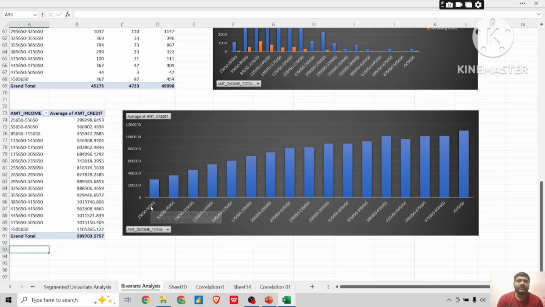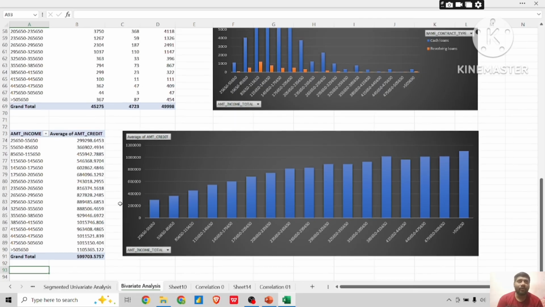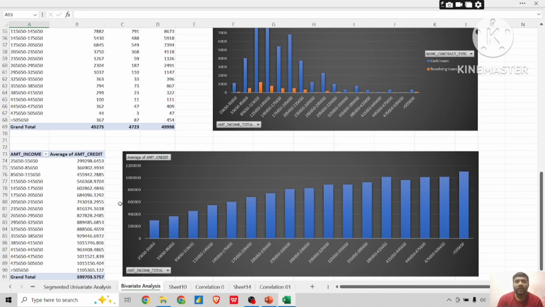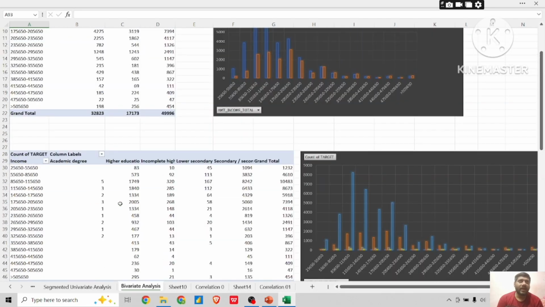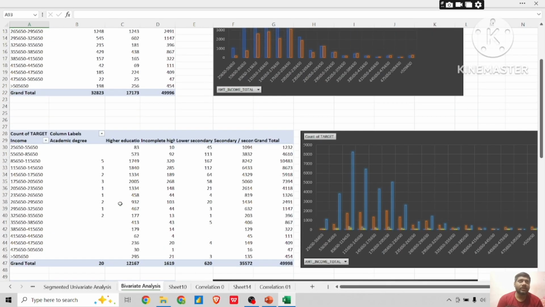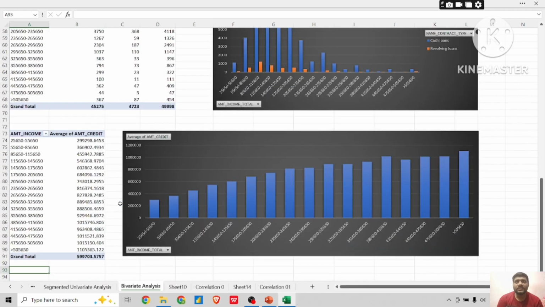Amount income total versus amount credit. The graph you see here is a great example of a bivariate analysis. It shows the relationship between amount total income and amount credit. As is evident, applicants with a higher income were typically offered higher loan amounts. This indicates directionally a proportional relationship. As one increases, the other tends to increase too. This is a key insight for designing a credit approval system.